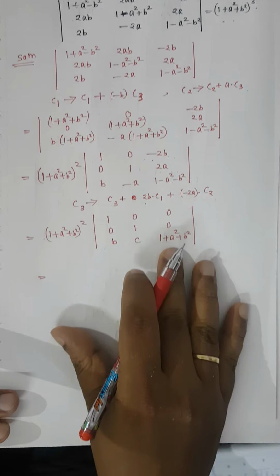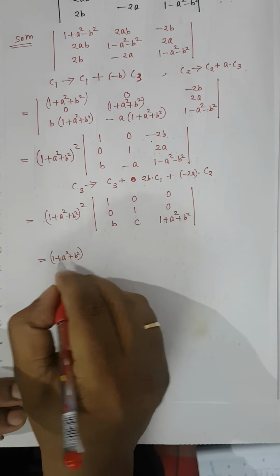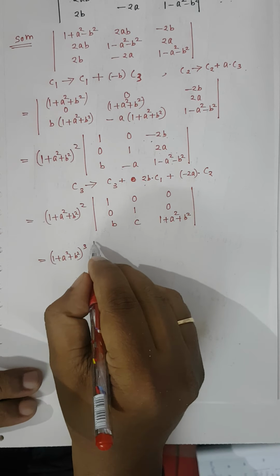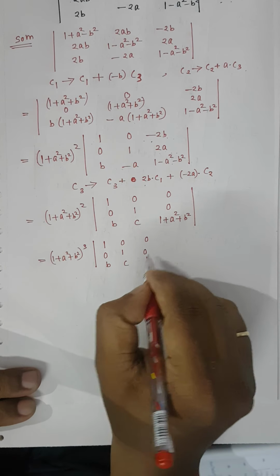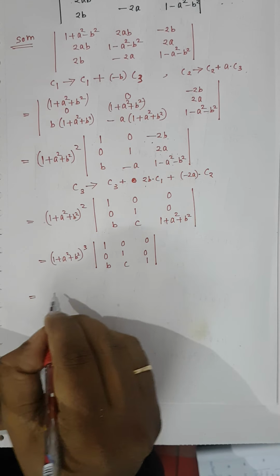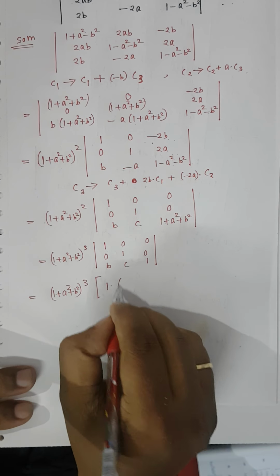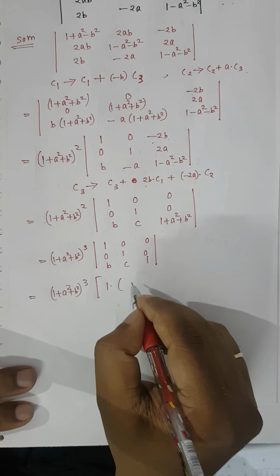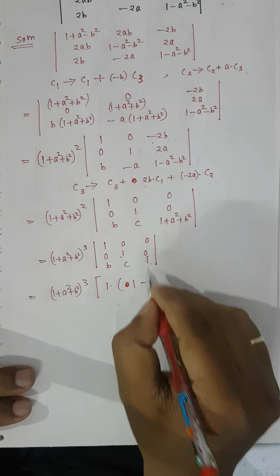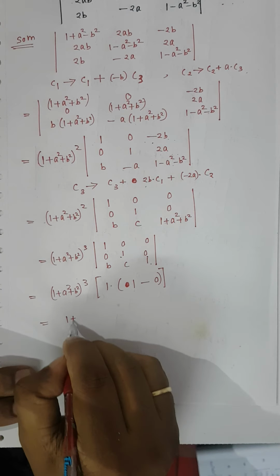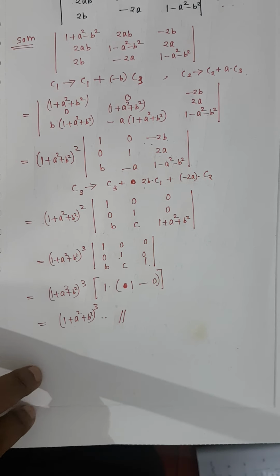Clearly from column 3, you can take the constant 1 plus a square plus b square as a common factor. So it is 1 plus b square plus a square whole cube, times the determinant 1 0 b, 0 1 c, 0 0 1. Now expanding along row 1, I will get 1 into 1, 0, and 0 into c, it is 0. So it is 1 plus a square plus b square whole cube. This is also a very good problem of NCERT book.